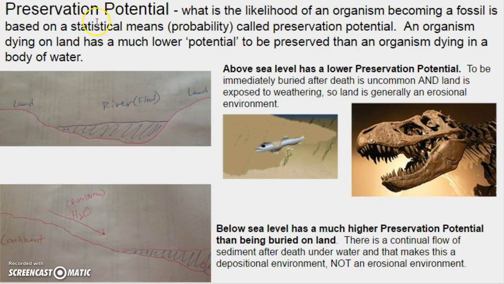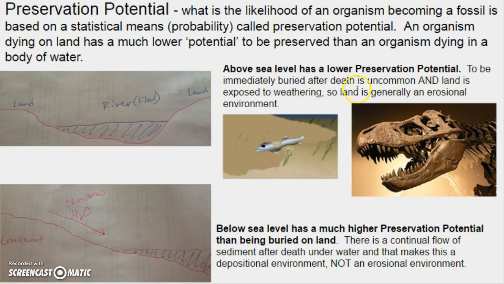The key to much of this is what is called preservation potential. In other words, the likelihood of an organism becoming a fossil is based on a statistical means, kind of a probability, called preservation potential. An organism dying on land has a much lower potential to be preserved than an organism dying in a body of water. Well, here's why. Above sea level has a lower preservation potential.